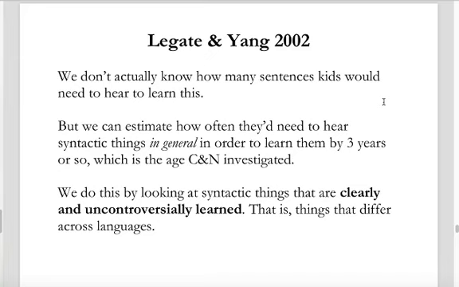How are we going to get that estimate? Well, we'll look at syntactic things that are clearly and uncontroversially learned, in particular, that are uncontroversially learned around 3 years old. How do we know that things must be learned from primary linguistic data? Well, at a first pass, anything that's different across different languages is something that has to be learned from your environment. So let's look at things that differ across languages and see what age children acquire those things. If we can find things that are learned around 3 years old, then we'll know, here's how much data you need to learn something by 3 years old.